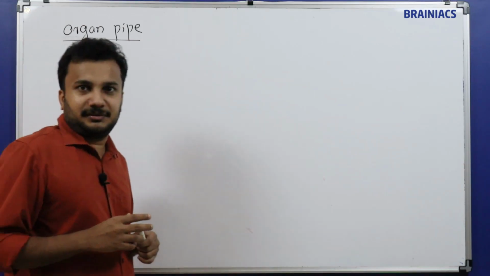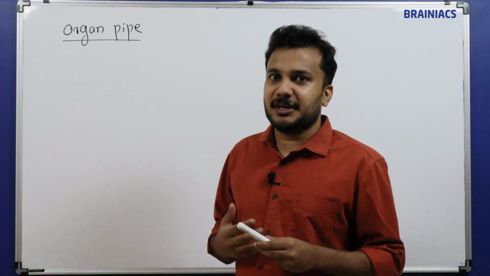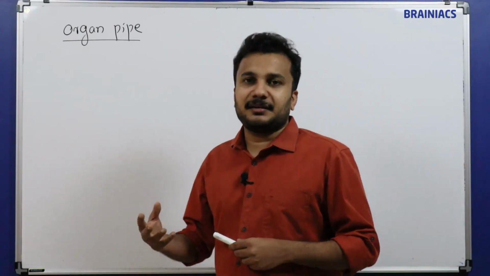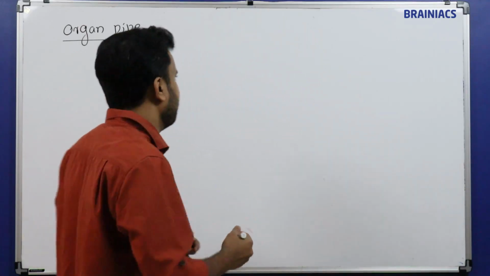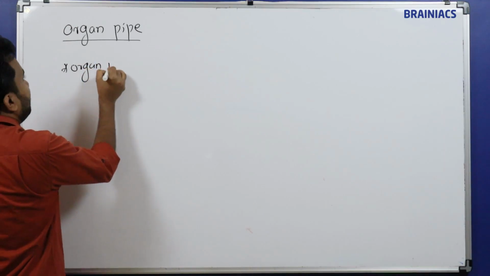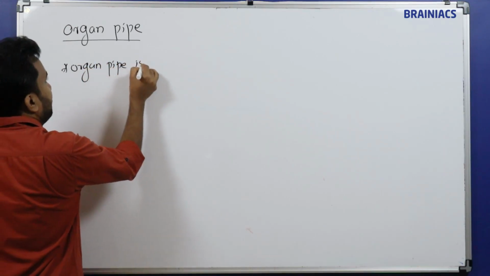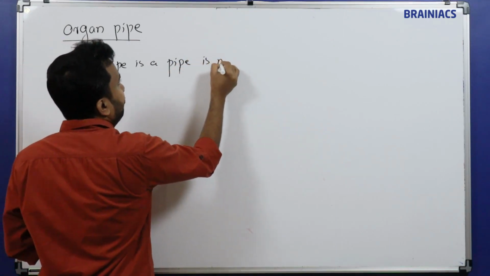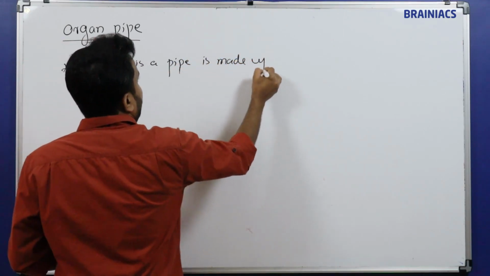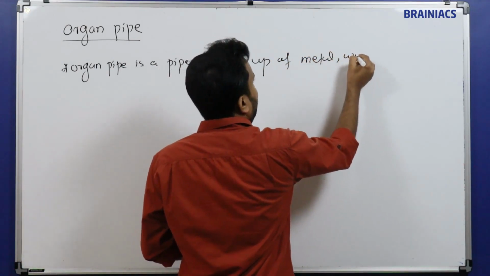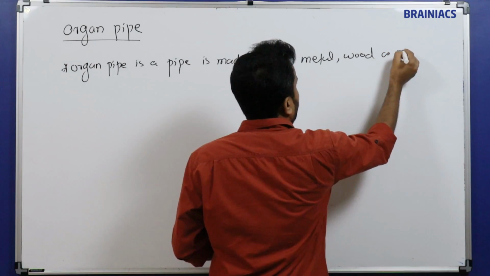a kind of pipe only, correct, but it can produce a certain type of musical sound. So we can write the definition of an organ pipe. Organ pipe is a pipe made up of metal, or a little wood, or even glass.